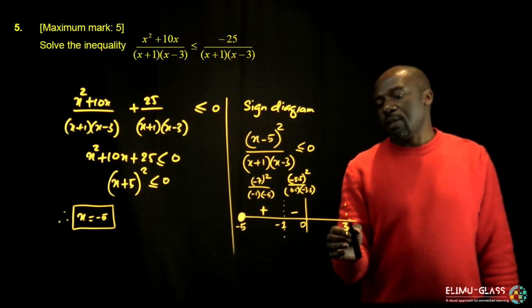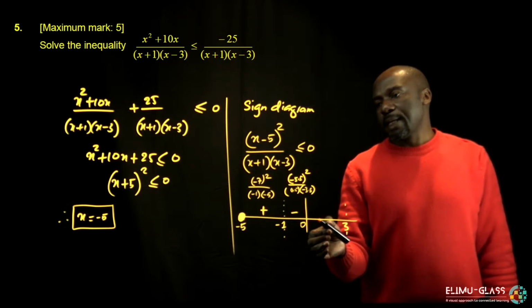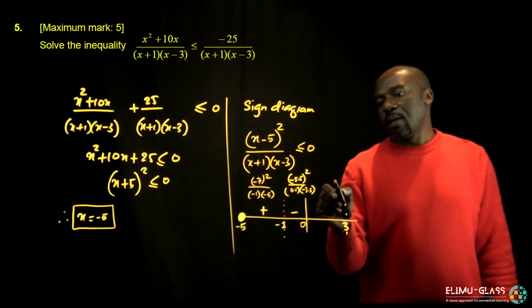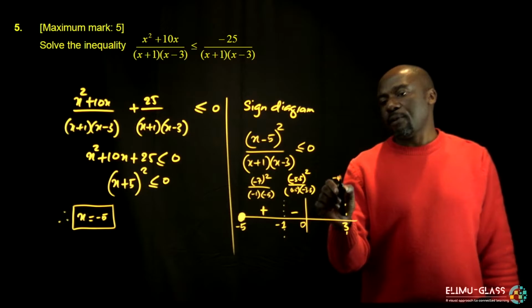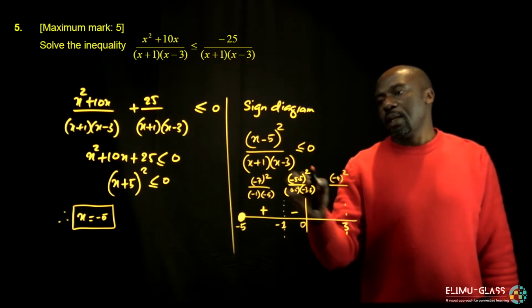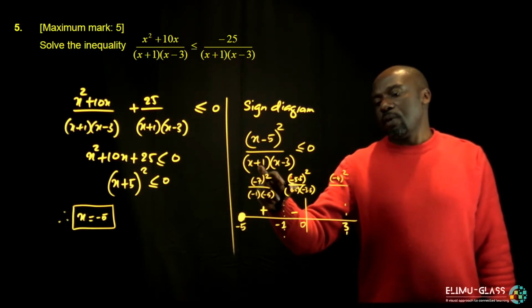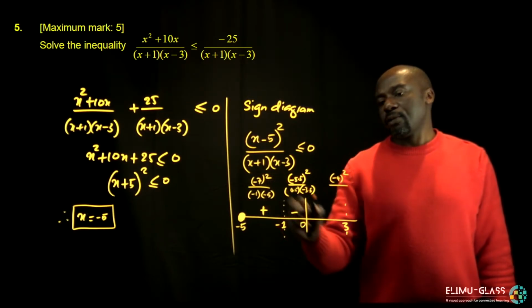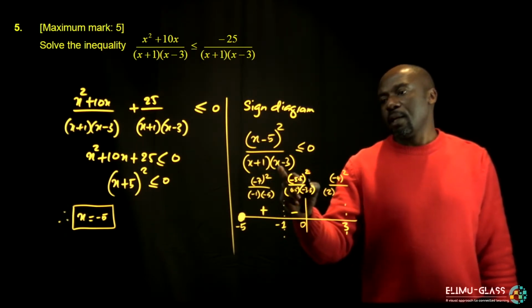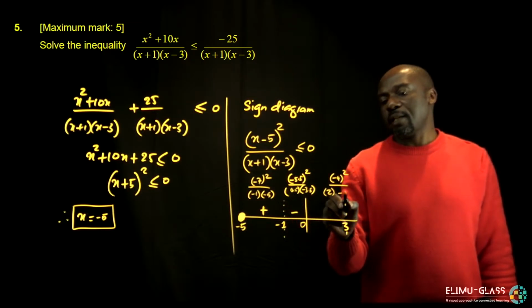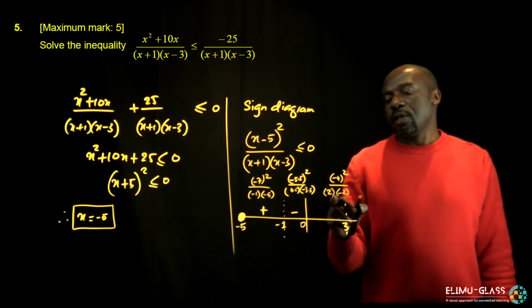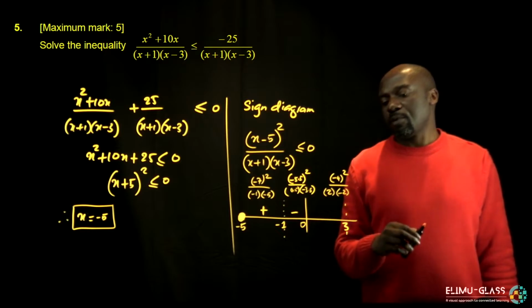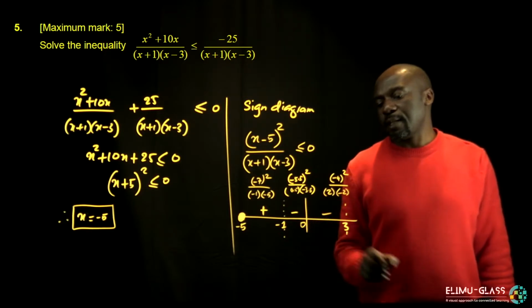Between 0 and 3, we can substitute 1 there, and we get negative 4 squared in the numerator. In the denominator, we are putting 1, so we get 2 there, and put 1 there, we get negative 2. And so the denominator is negative, the numerator is positive, so the result is negative.